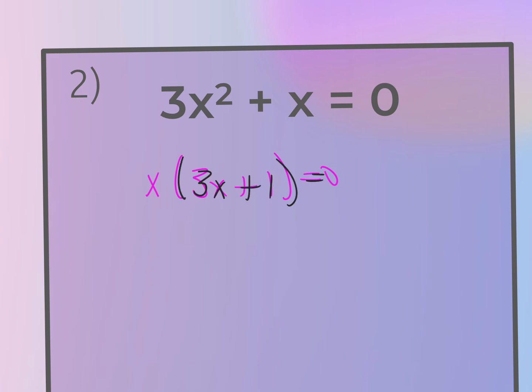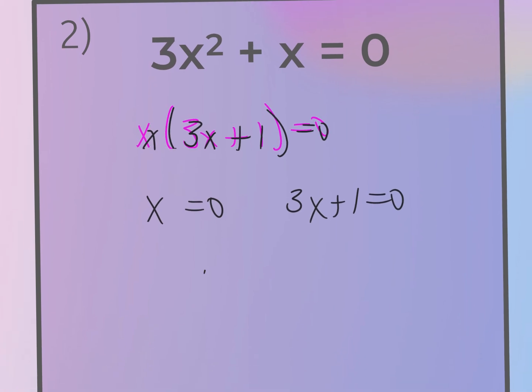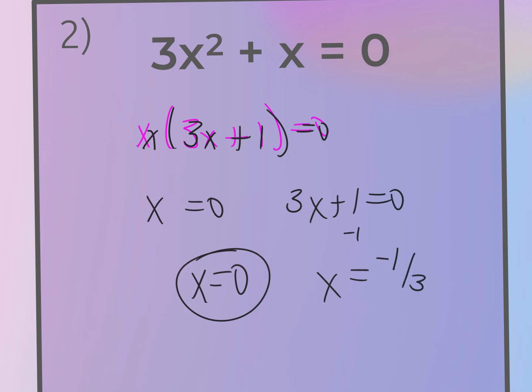Set it equal to 0. So I have x equals 0 and 3x plus 1 equals 0. Again, is it okay to have x equals 0 as an answer? Yeah, absolutely. So here I have x equals 0. What's the other one? X equals negative 1/3. Remember, you move the 1 over, it becomes negative, and then divide by 3.